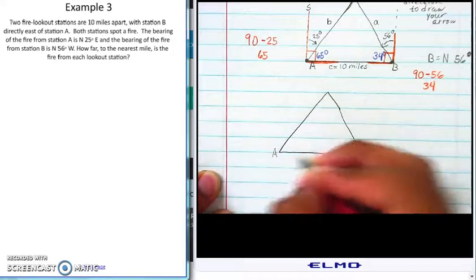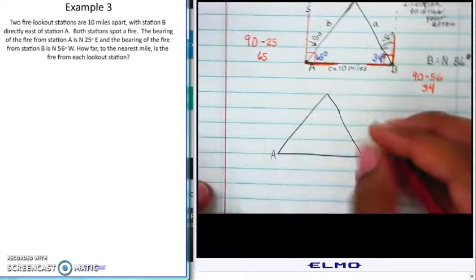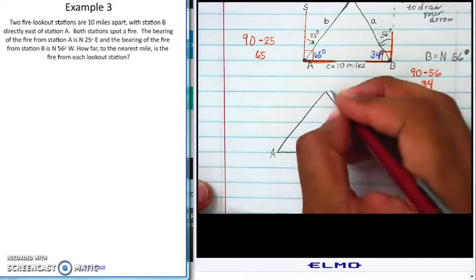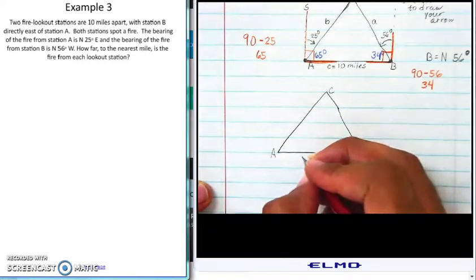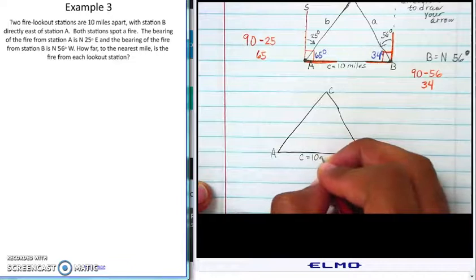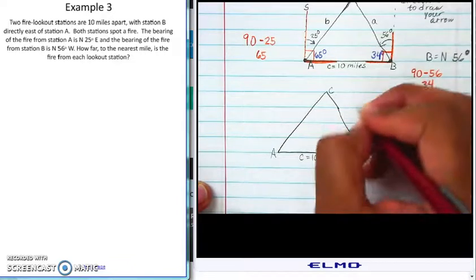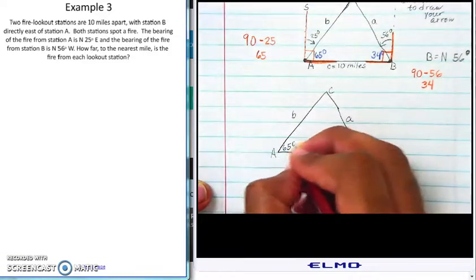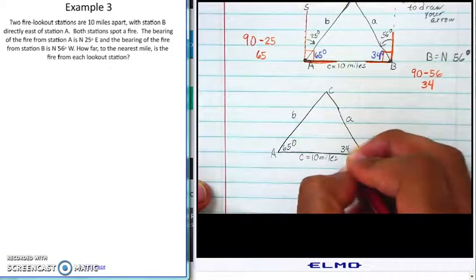So I'm going to pull this triangle up. We have A here again. We know this side is C, and that's equal to 10 miles. This side is A, this side is B. This is 65 degrees. This is 34 degrees.